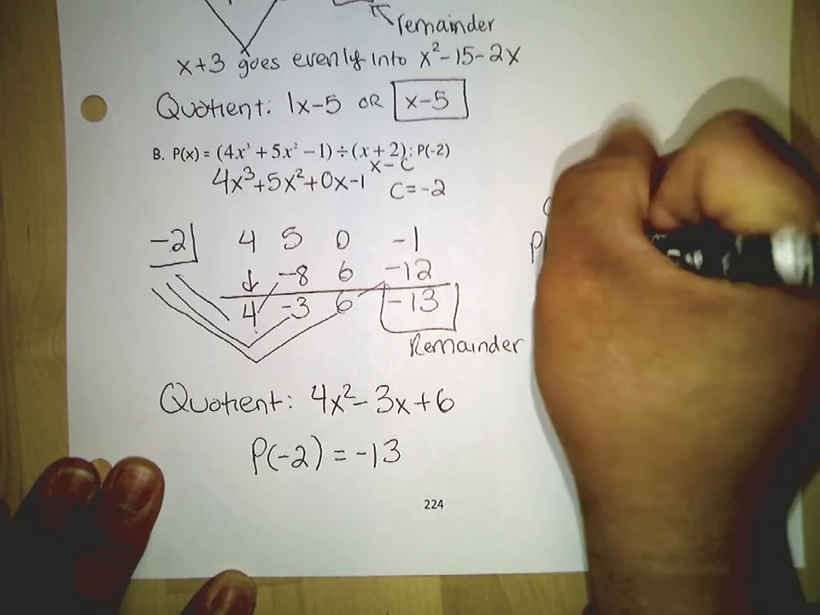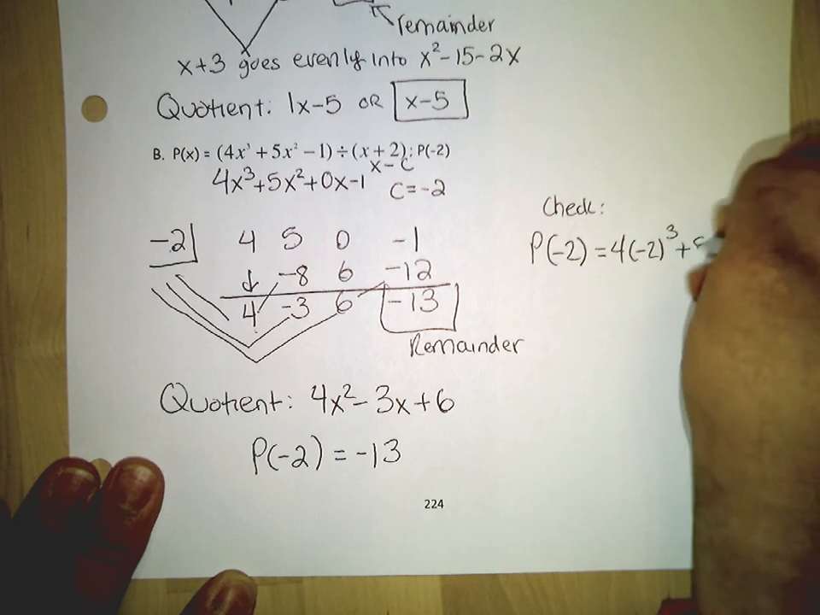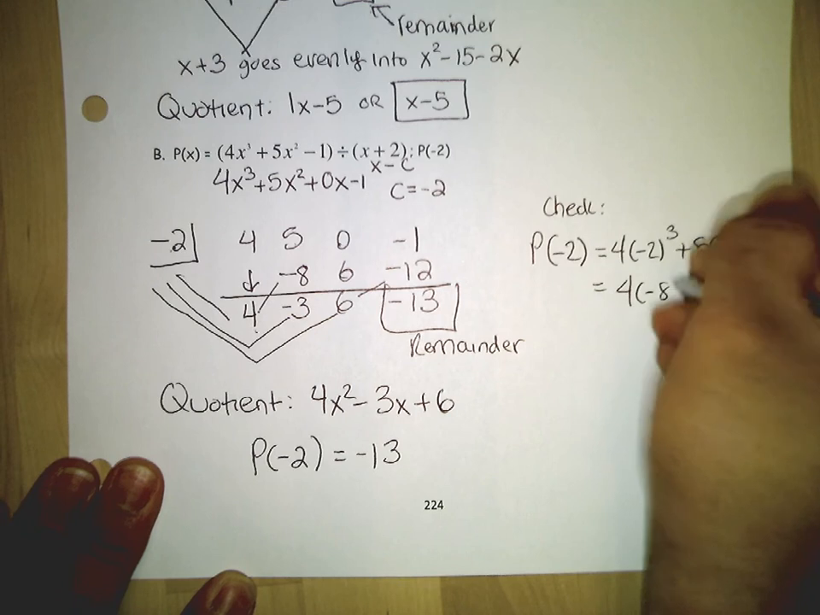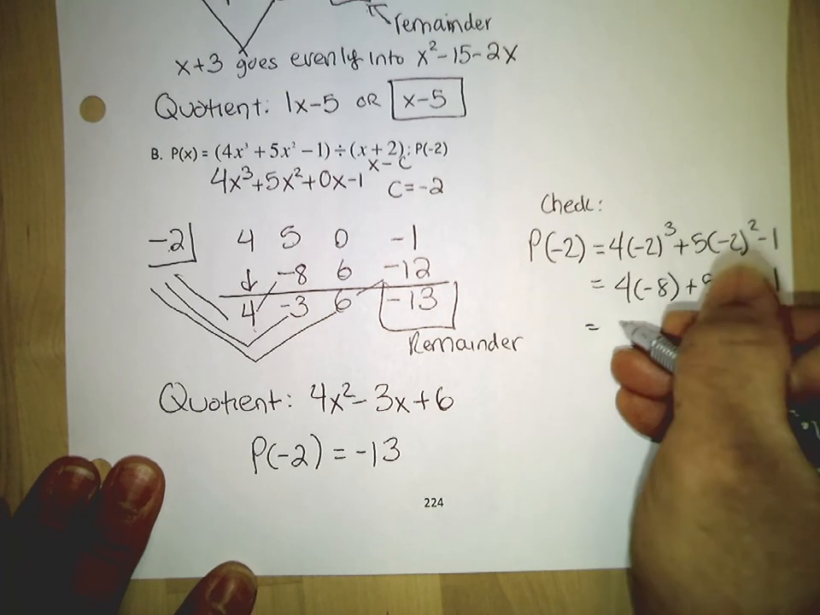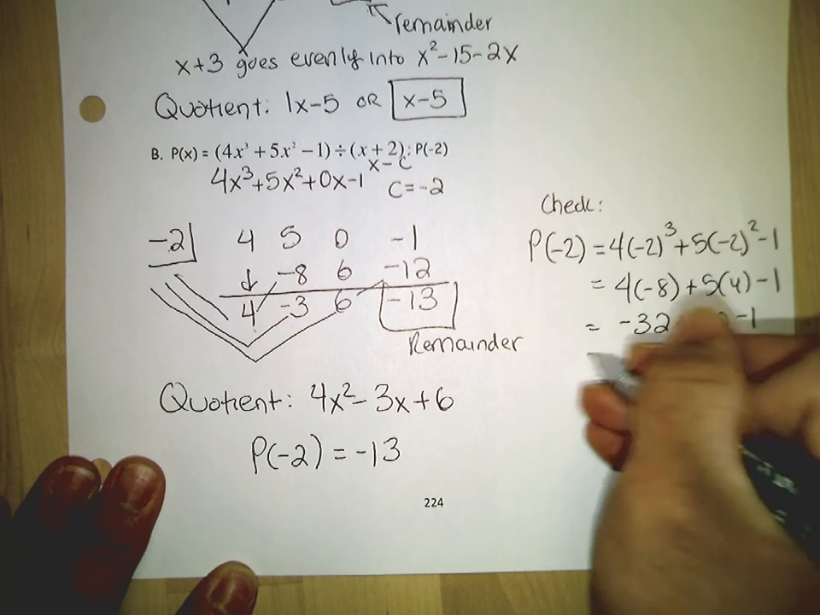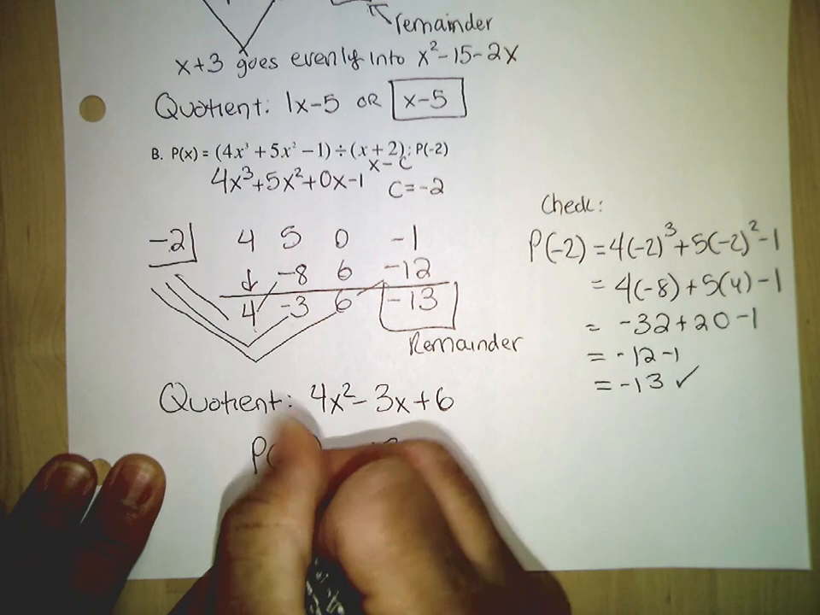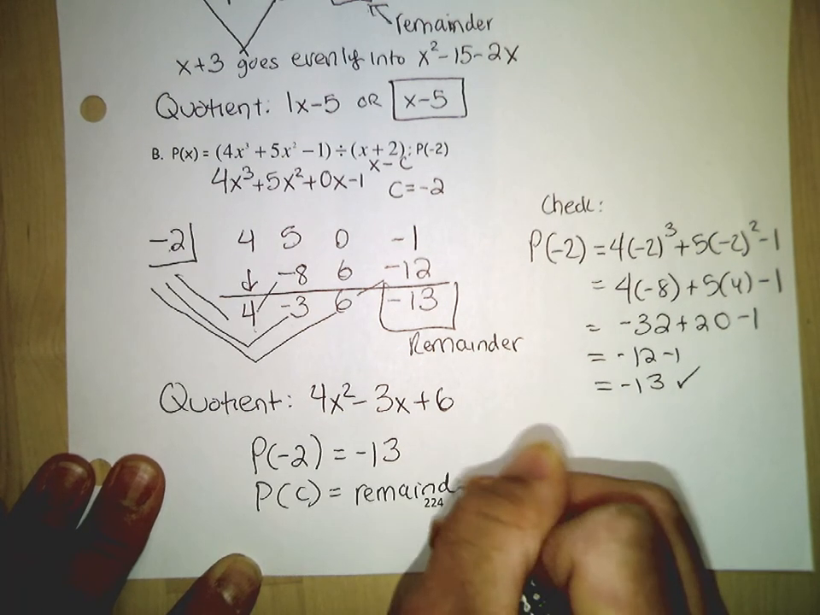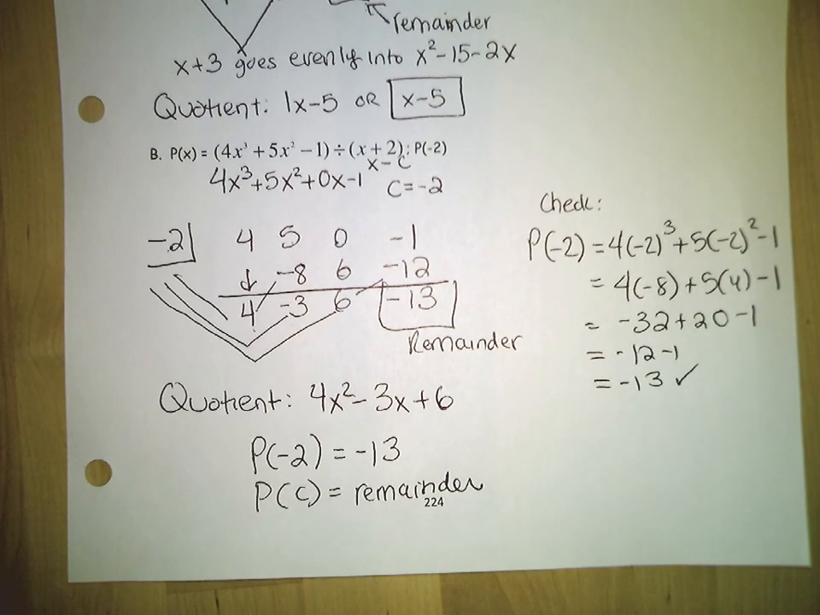So p of negative 2 is 4 times negative 2 to the third plus 5 times negative 2 squared minus 1. So 4 times negative 8 plus 5 times 4 minus 1. So that is negative 32 plus 20 minus 1. Negative 12 minus 1 is indeed negative 13. So p of c, again, will be the remainder. I hope that you enjoyed that example.